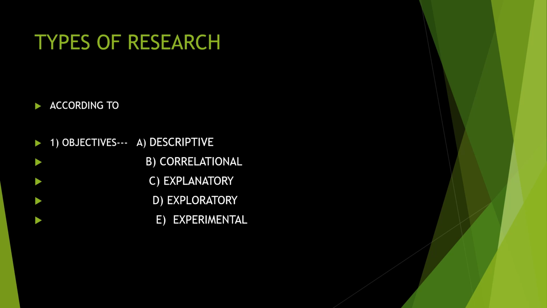First, descriptive means if something has happened, you describe it. You are giving a full explanation of what has happened, why it has happened, and how it has happened. All these things you describe in a very elaborate way. Understood? That is called descriptive research.